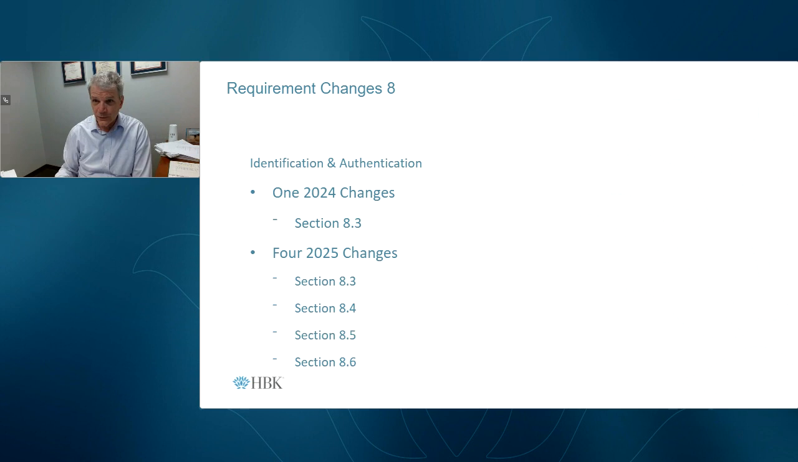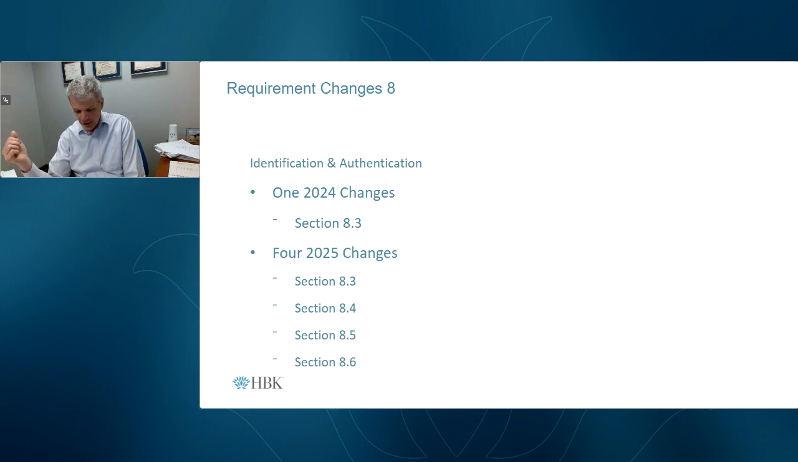Moving on to section 8, there's a total of 5 changes, 1 for this year and 4 for next year. So basically the one now is the PCI password length. It talks about the consistency of the password. If you've got a lot of consistency in your password for now, then you don't have to change it as frequently. That's what Section 8.3 is saying.